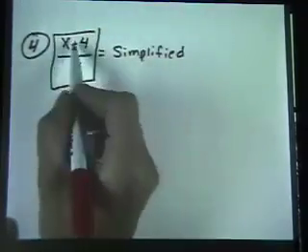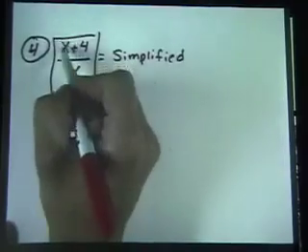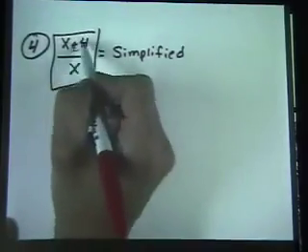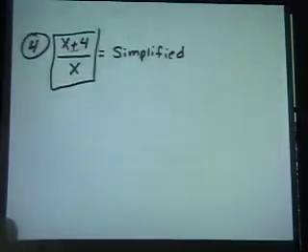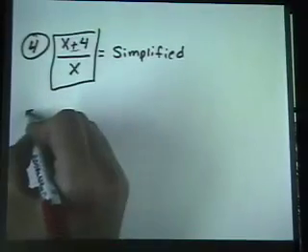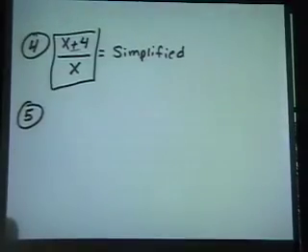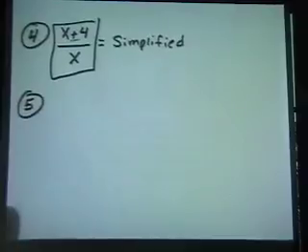You cannot cross out x and x because this x plus 4 is a whole unit. These aren't separated by multiplication. They're a whole unit. It's all or nothing. We'll do 2 more examples in 11.4.